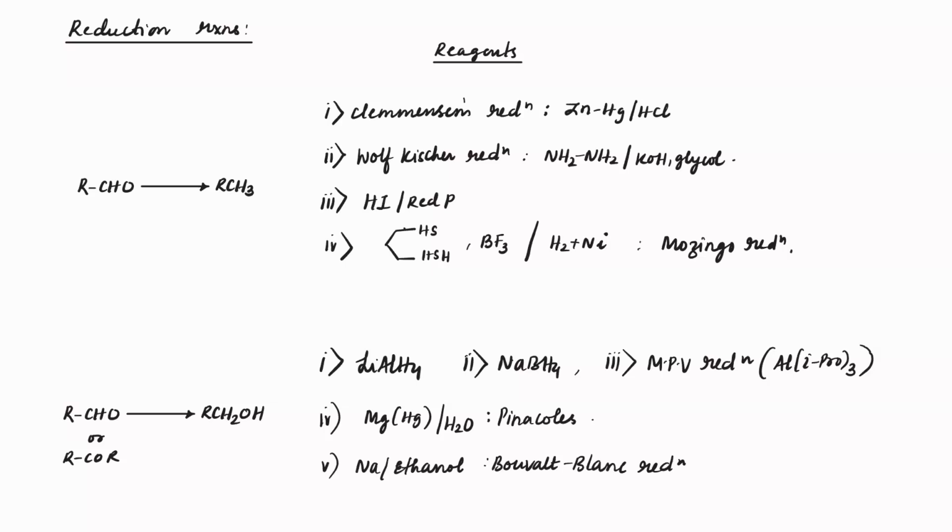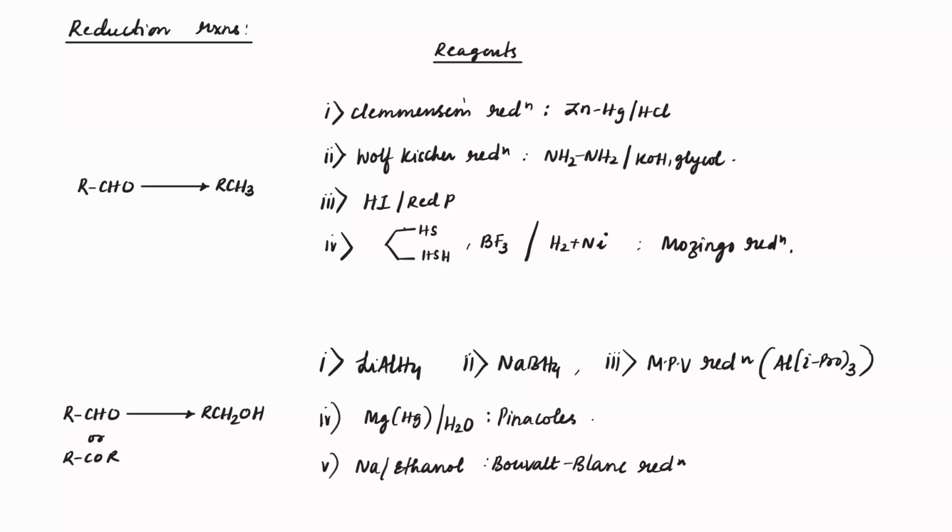So when it comes to Clemmensen's reduction, you know that we use zinc mercury amalgam, and in Wolff-Kishner we use hydrazine in KOH glycol. HI with red phosphorus also reduces everything to alkane, and then we have Mozingo's reduction, which gives us alkanes as well. Mozingo's we just recently learned in the same preparation cases, correct? As one of the reaction cases of aldehydes and ketones.